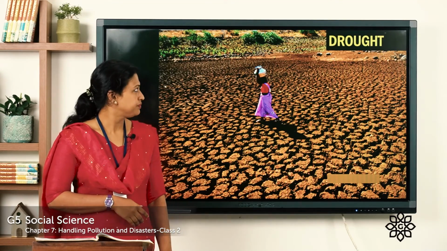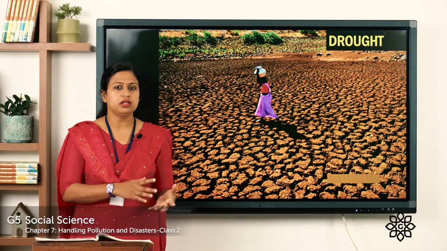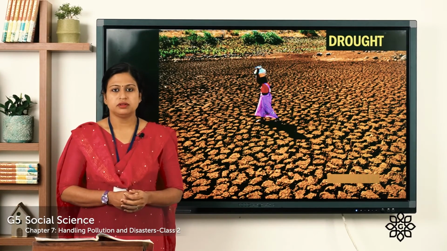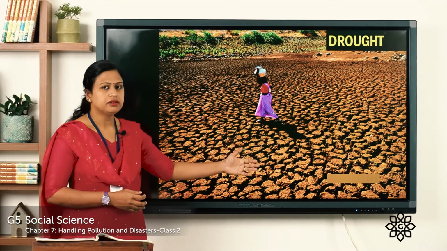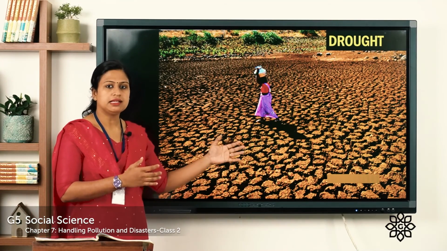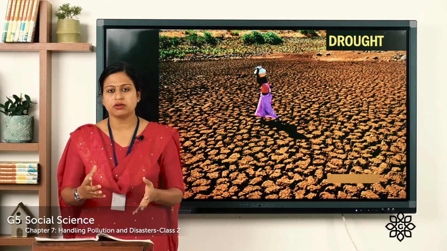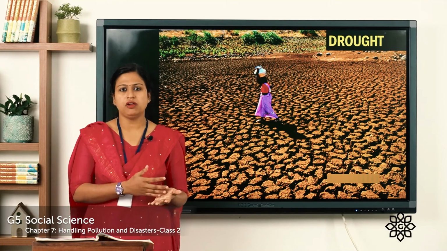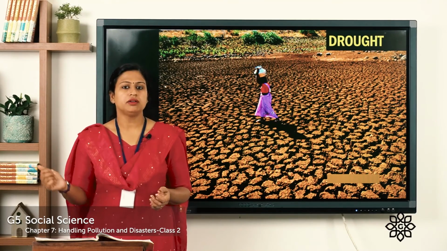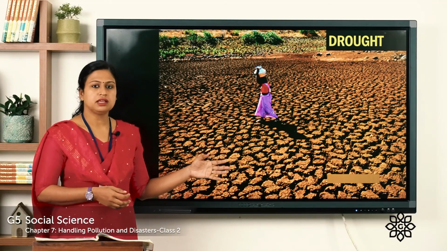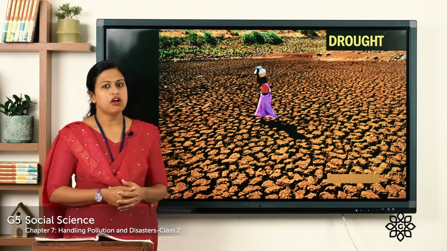Next one is drought. This is a shortage of water due to less rainfall. And you can see the lands are very dry. There is no or less rainfall in such areas. Severe droughts may occur due to less rainfall or absence of rainfall for many months or years. This results in crop failure and shortage of food.